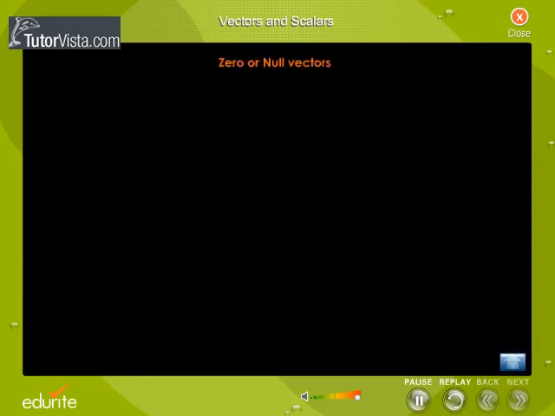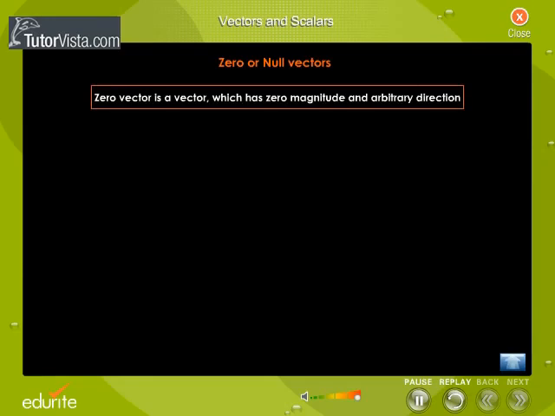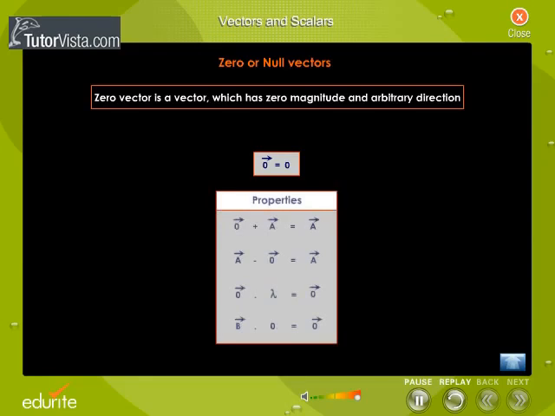Zero or null vectors. Zero vector is a vector which has zero magnitude and arbitrary direction. It is represented as shown. Here are some of the properties of this vector. When a zero vector is added to any vector A, we get the same vector A. When a zero vector is subtracted from vector A, we get the same vector A. When a zero vector is multiplied by a non-zero scalar, we get 0 vector. When a vector B is multiplied by 0, we get a 0 vector.